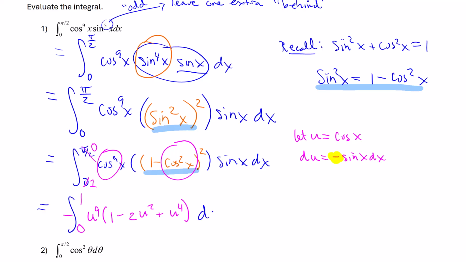Actually, hold on, let me put my du here. And we're going to say this equals the integral from 0 to 1 of u to the 9th. If you distribute the u to the 9th in all these terms, of course, that's just some basic algebra. You should end up with u to the 9th minus 2u to the 11th plus u to the 13th du. You can double check me on that. I think the algebra is there. I'm just not showing every little detail of it.